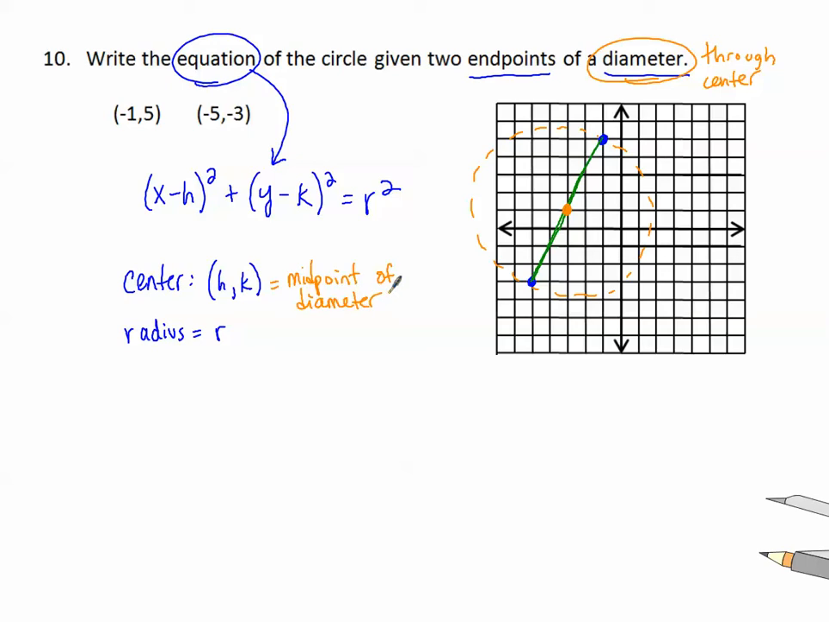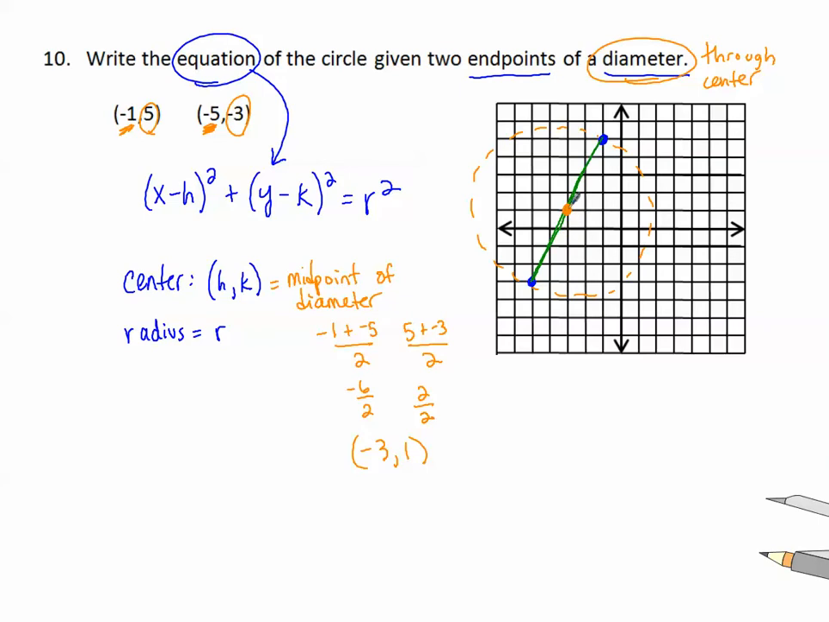How do we do the midpoint? Average the x's, average the y's. So here's the x's, average those: (-1 + -5) divided by 2. Here are the y's, average those: (5 + -3) divided by 2. -6 divided by 2, and 2 divided by 2, or (-3, 1). There's the center of our circle. That looks like it from the graph as well.